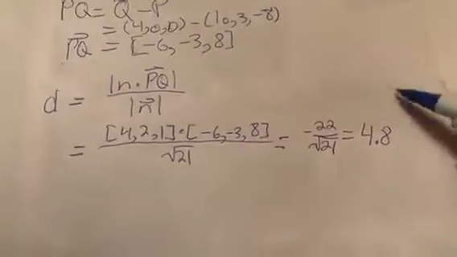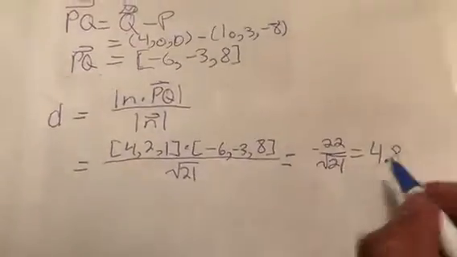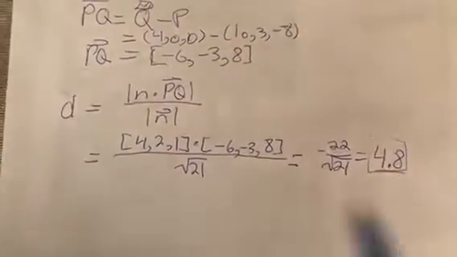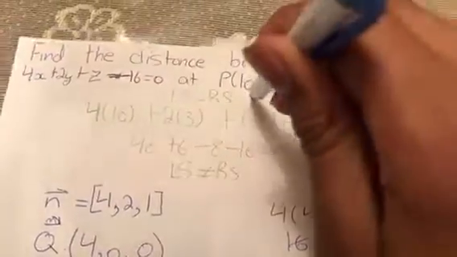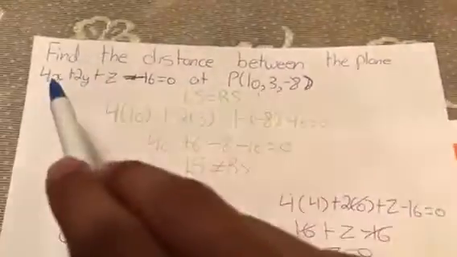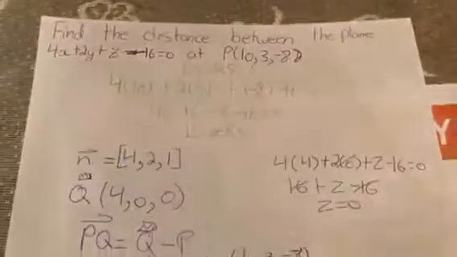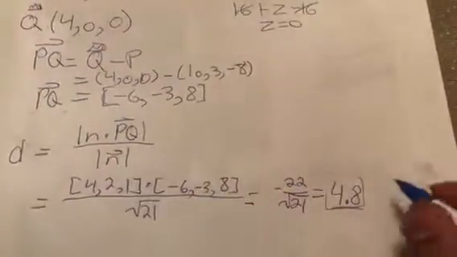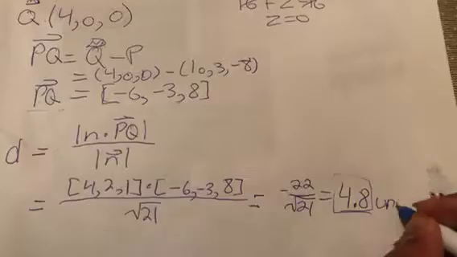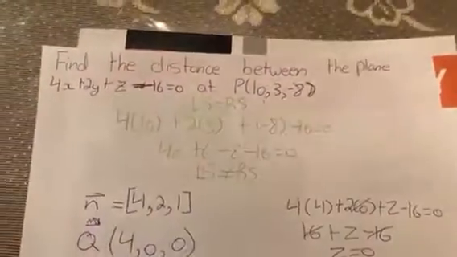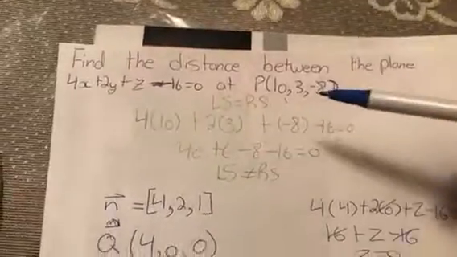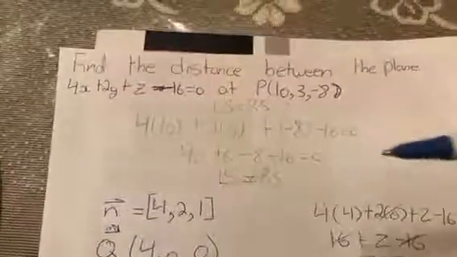And therefore, we know this value represents the minimum distance between point P and the plane given by this equation. The unit we'll use is 4.8 units, because in this question they didn't give us any sort of units such as meters or centimeters.